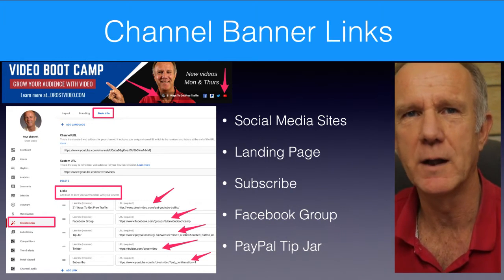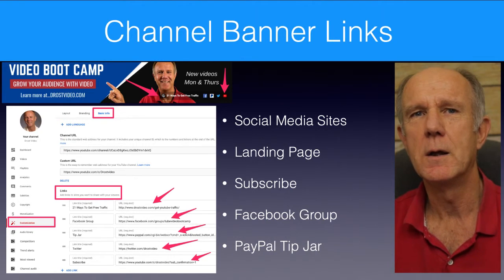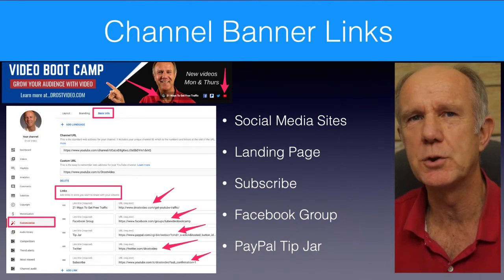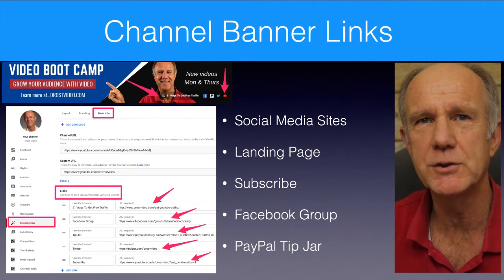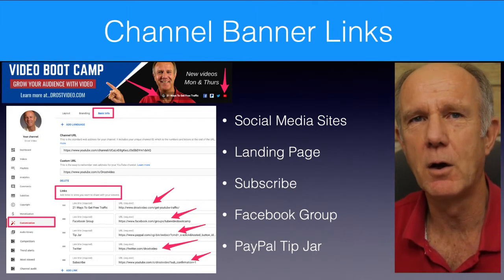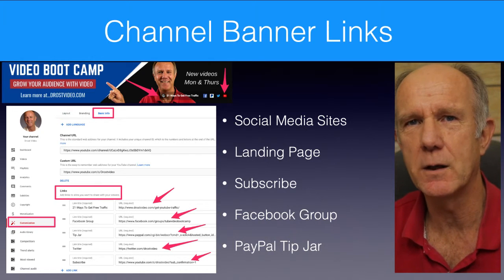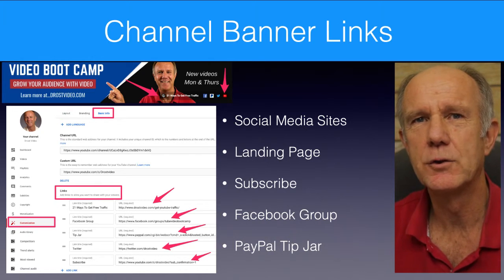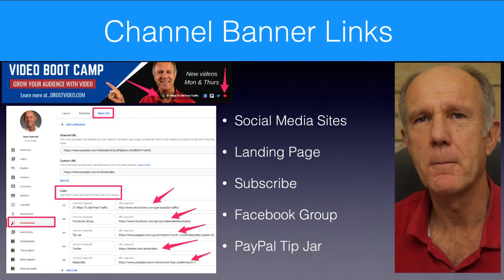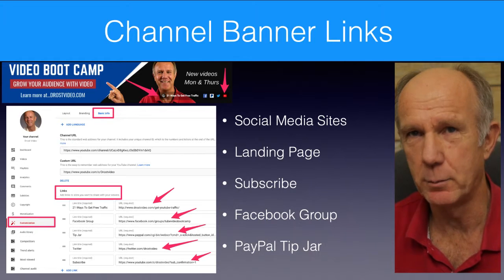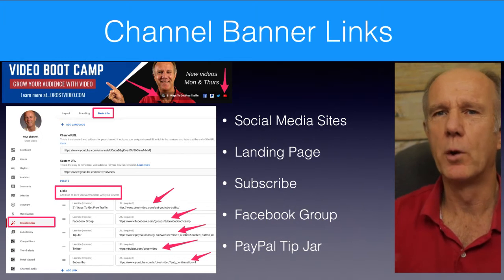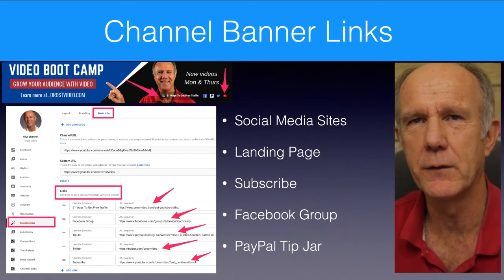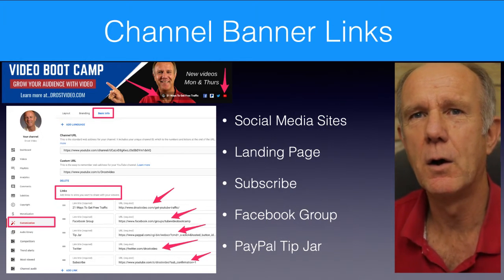And all you have to do is go into YouTube Studio, click on customization, then click on basic info, then click on links, and then you can just add a link to the channel banner. You can't put more than 5 links on there, but they'll all show up on the channel banner.